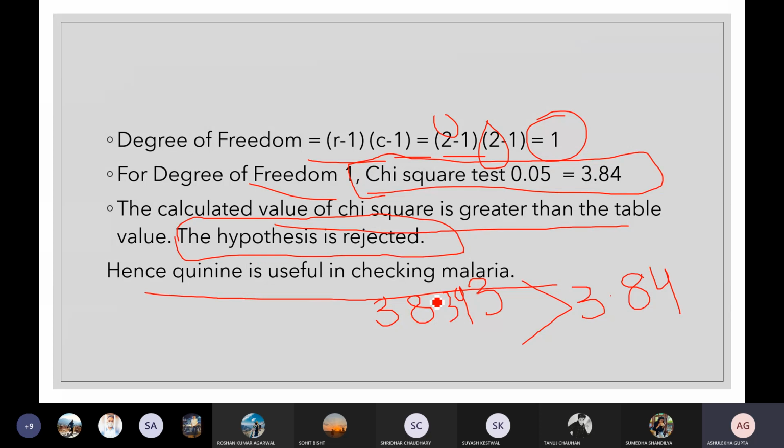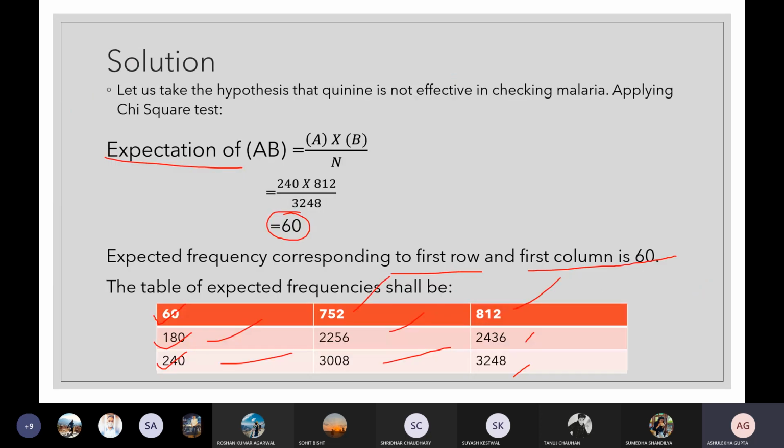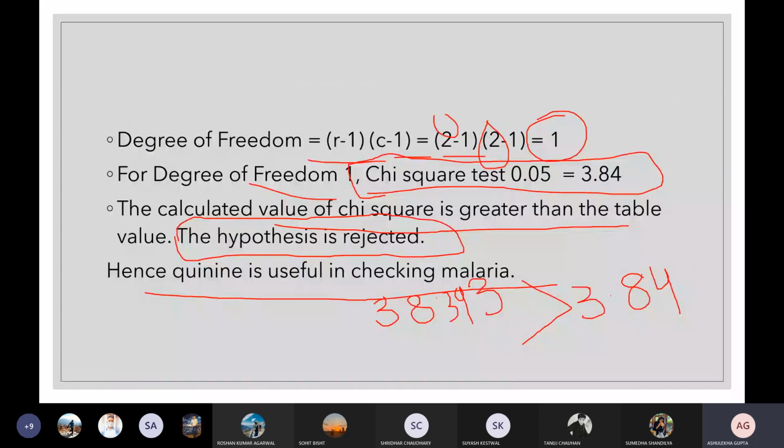So in that way we are going to calculate our chi-square test when we have the observed frequency, the observed data is here, and the expected we can calculate. This is the observed and this is the expectation, right? Then we can calculate, and after that finally we can reject or accept the hypothesis. Correct?